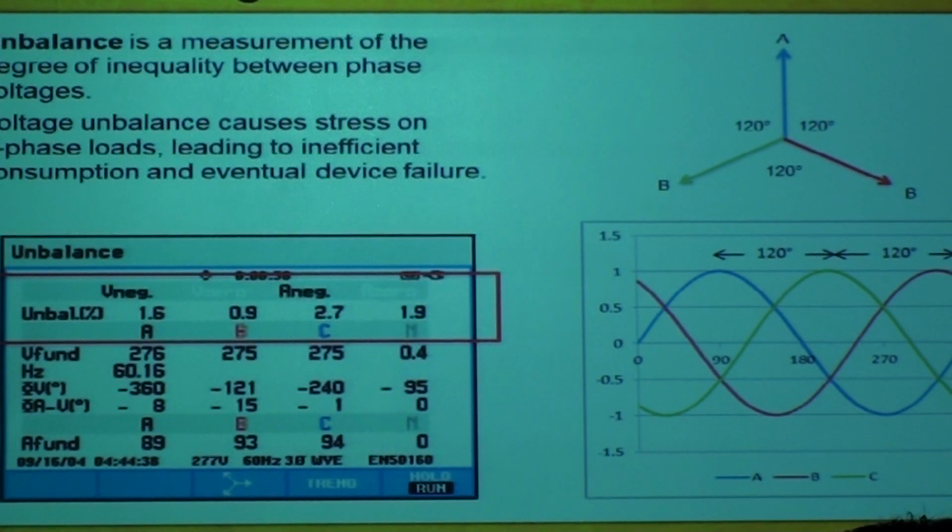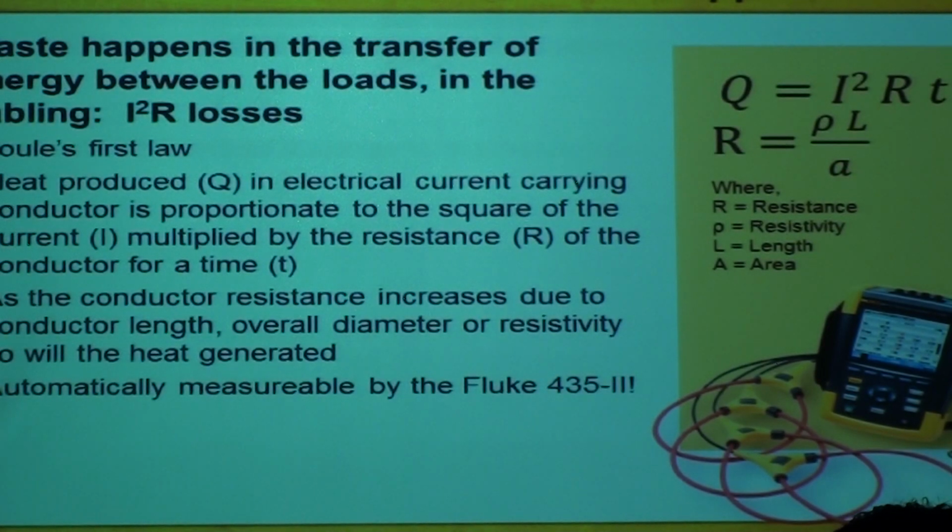But what's important to understand is that besides all these losses, besides losses in harmonics, unbalance, etc., we have a very important loss that we call cable losses. This is where all the other losses happen. So again, formula of I squared R, depending on the length of the cable and the diameter of the cable, you will have a quantifiable loss.